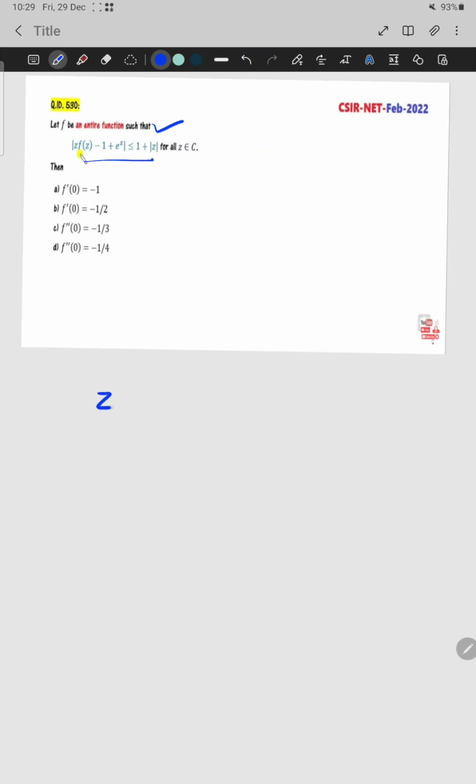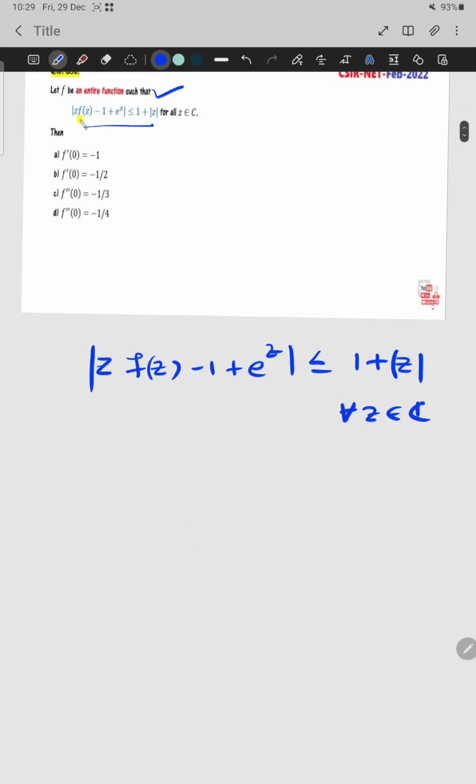f satisfies this condition: |z f(z) - 1 + e^z| ≤ 1 + |z|, for all z belonging to the complex plane, and here f is an entire function. If f is an entire function, then z f(z) is also entire, minus 1 is also entire, and e^z is also entire. Means this whole quantity is an entire function which is bounded by this linear term, 1 + |z|.